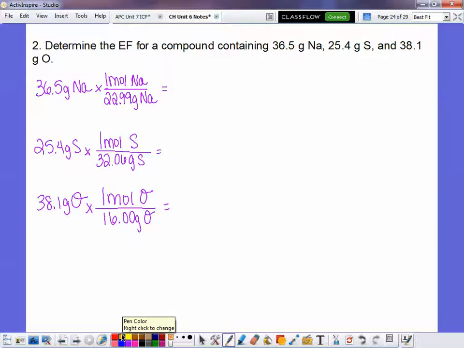And remember, this is where we take it out to several decimal places so that when we divide, we hopefully get a whole number or 0.5. So how many moles of sodium do we get?